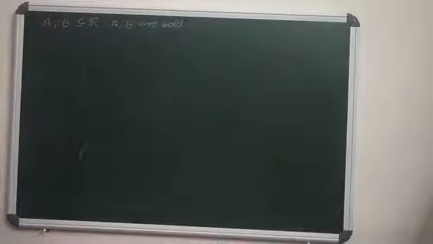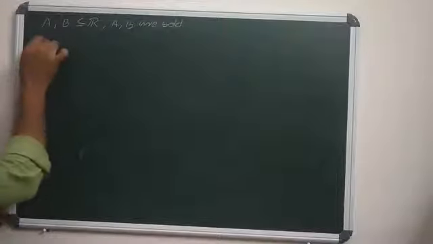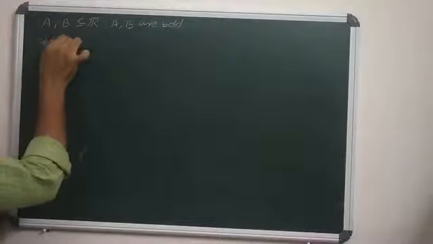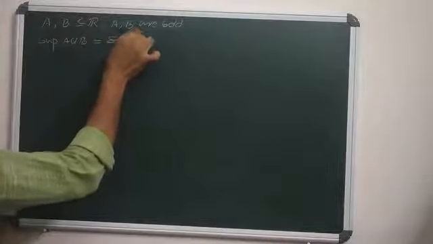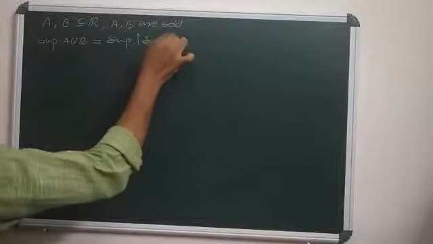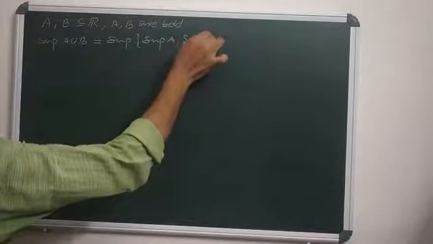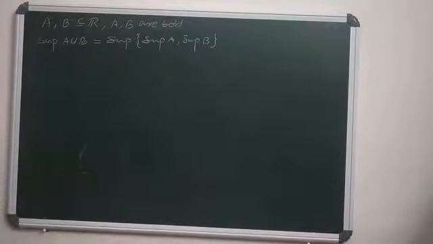Dear students, in the previous class we observed that when A and B are bounded, A union B is also bounded. Now, what about the supremum of A union B? The result is that the supremum of A union B is the supremum of the supremum of A and the supremum of B. So this is an important result.